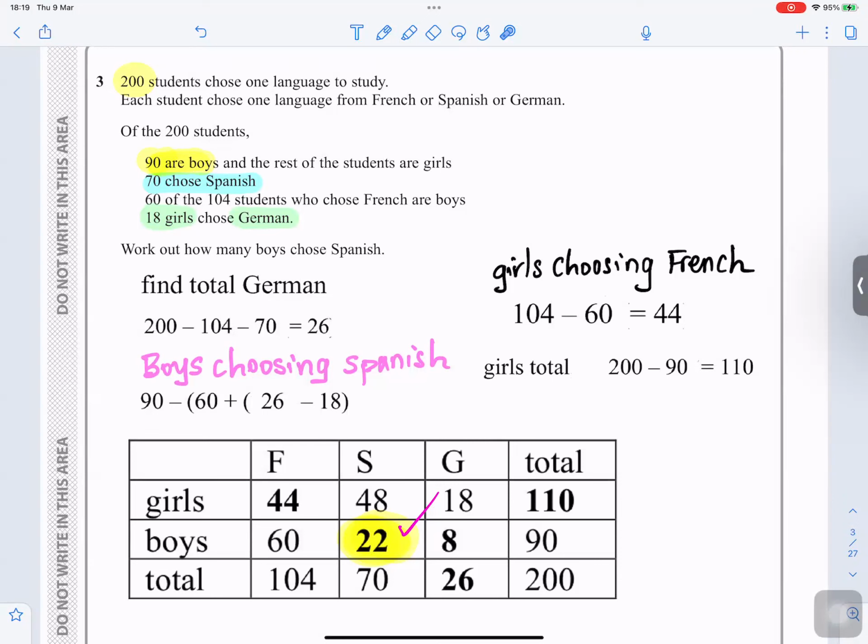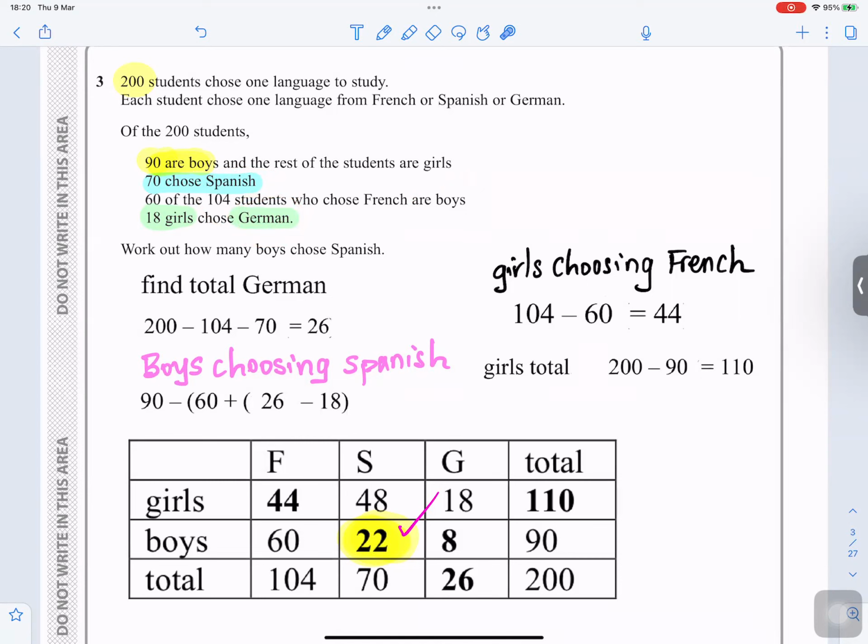200 students chose one language to study. Each student chose one language from French or Spanish or German. Of the 200 students, 90 are boys and the rest of the students are girls. 70 chose Spanish. 60 of the 104 students who chose French are boys. 18 girls chose German. Work out how many boys chose Spanish.